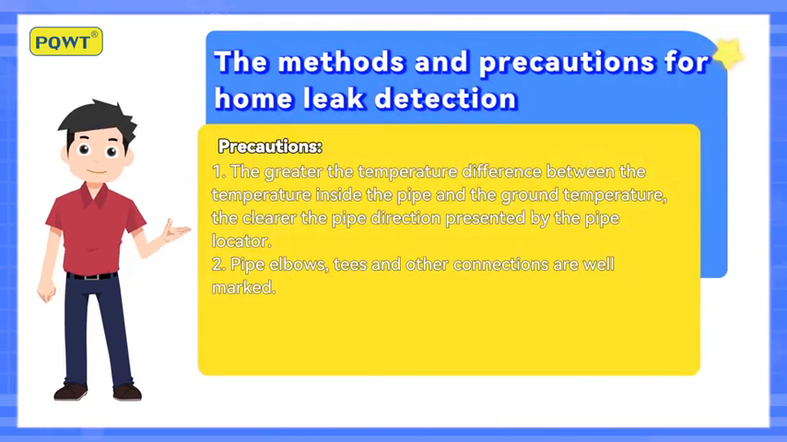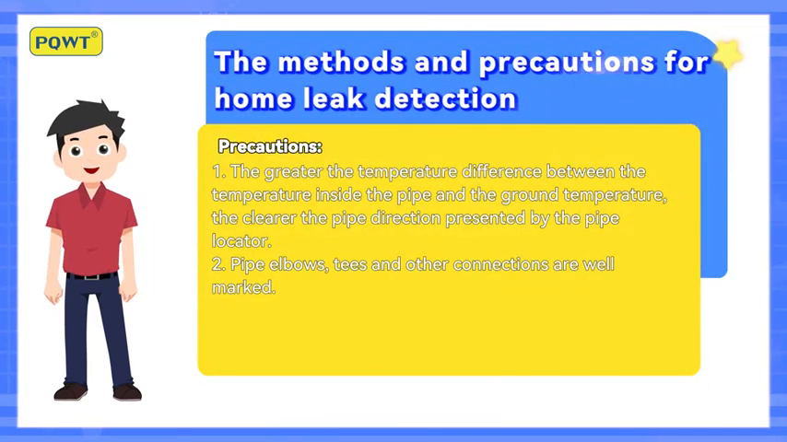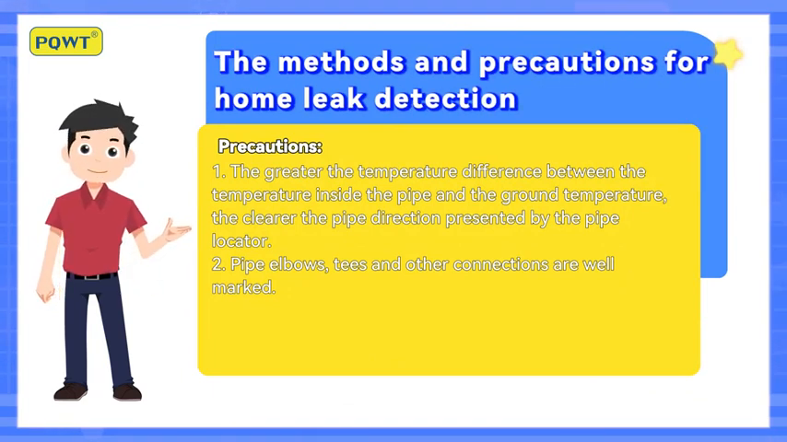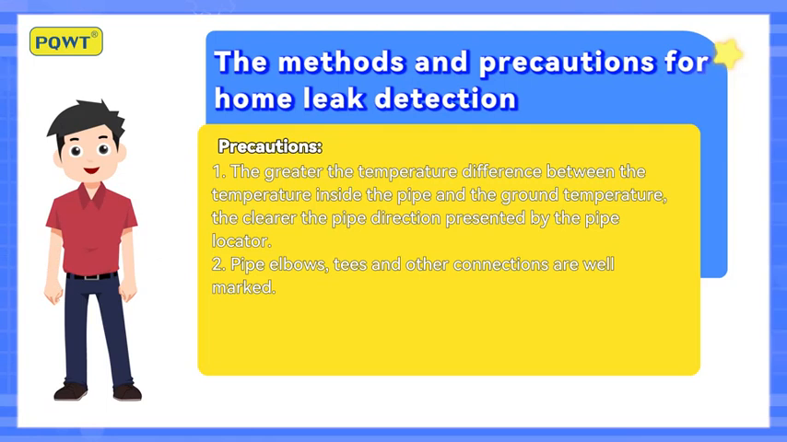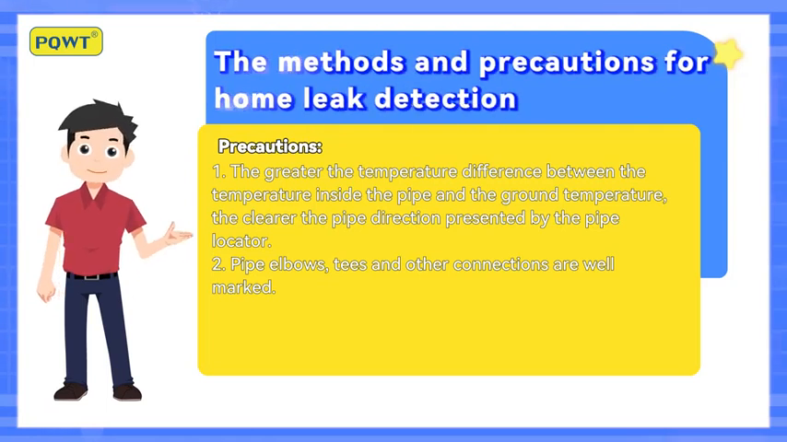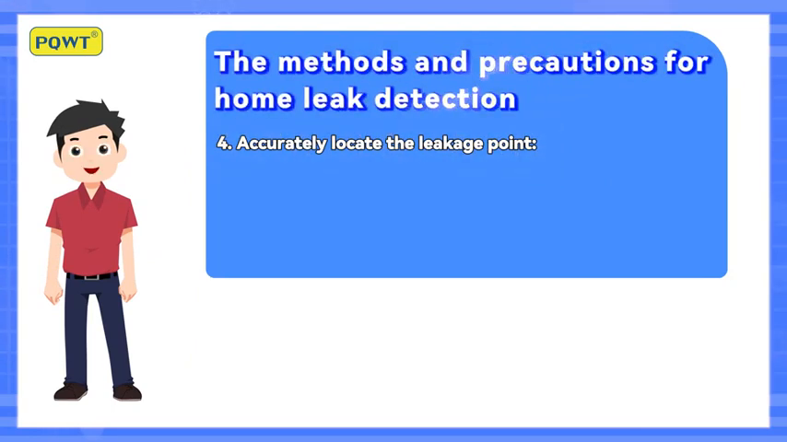Precautions. 1. The greater the difference between the temperature inside the pipe and the ground temperature, the clearer the pipe direction presented by the pipe locator. 2. Pipe elbows, joints, and other connections are well marked. 4. Accurately locate the leakage point.